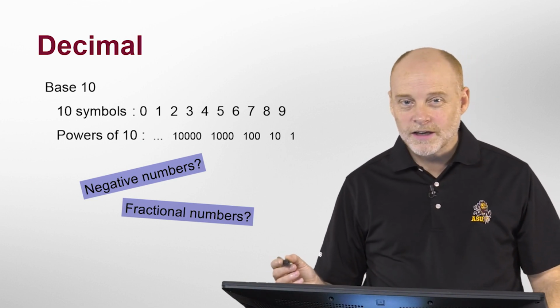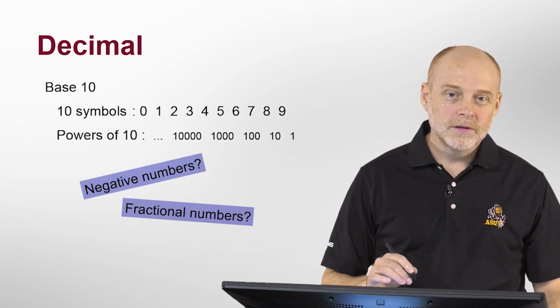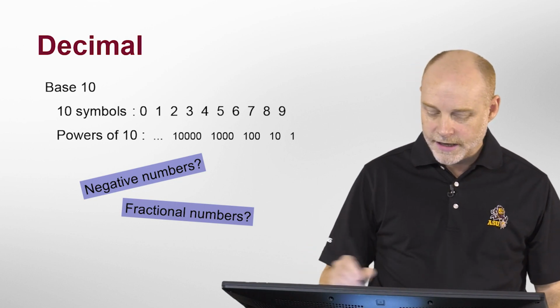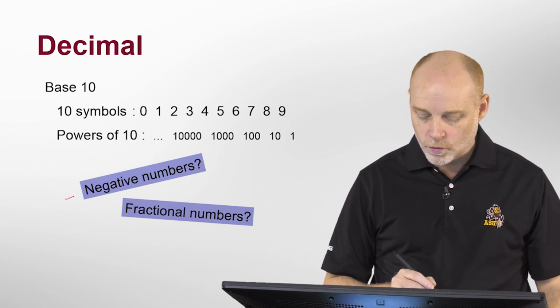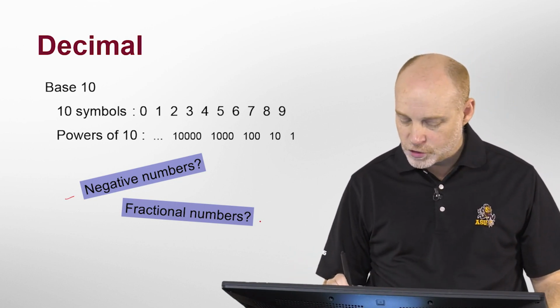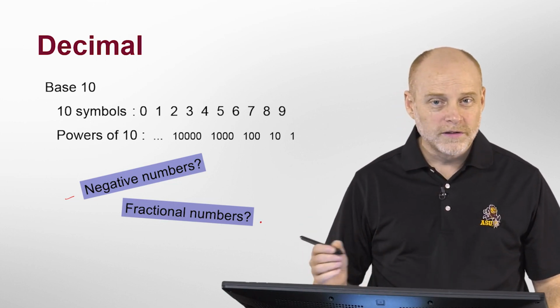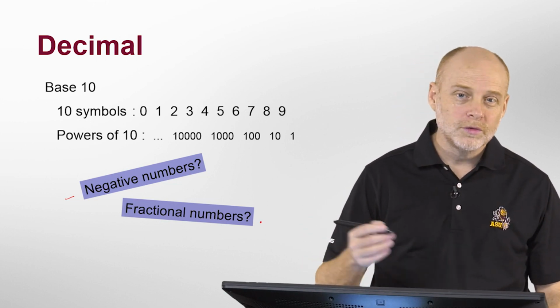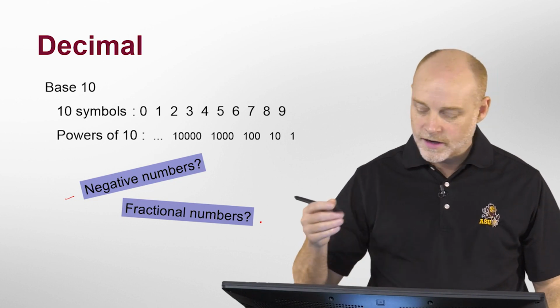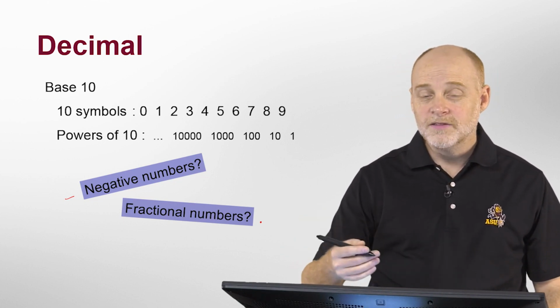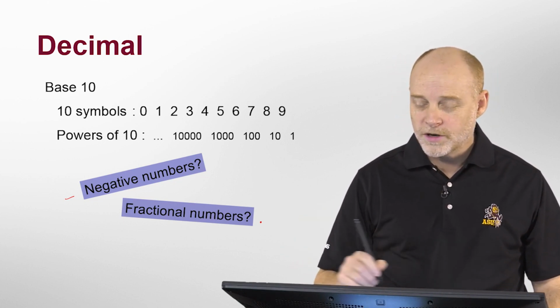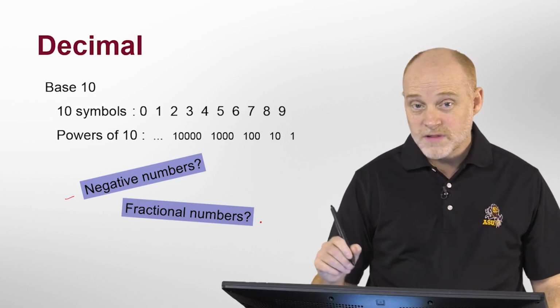Now you may be thinking, well, what about negative numbers? Surely we would need a minus sign for negative numbers. Or what about numbers with a fractional component? Surely we would need a decimal point to represent those values. And in truth, we do use a minus sign and a decimal point as a convenient notational device. But in reality, neither of them are necessary.